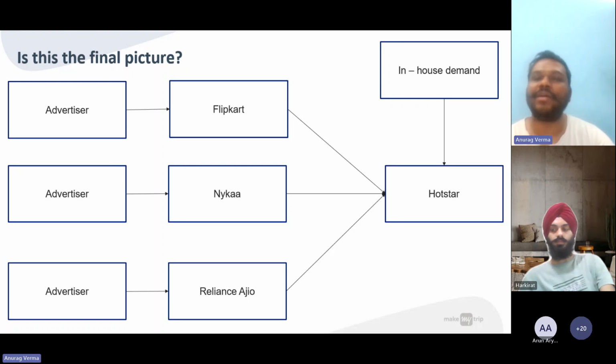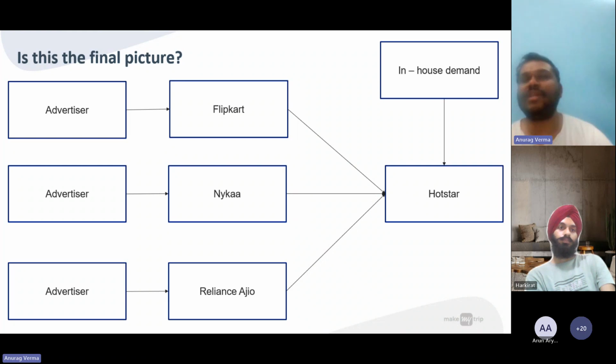So how do I ensure that? And then these two are coming at different pricing. Sometimes the in-house demand is coming at 300 rupees cost per 1,000 impressions. Flipkart, depending on the advertiser, is dynamic. Some advertisers are paying, let's say, 500 rupees cost per 1,000 impressions, depending on the bid that Flipkart submitted to me in real time.